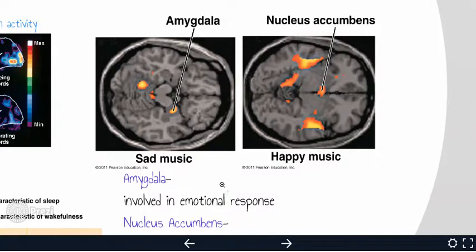Okay, and then the amygdala, this is the emotional seat of the brain. So we can look at what happens when you listen to music. When you listen to sad music, the amygdala is what lights up, a different emotional stimulus, versus happy music that excites other areas of the brain when they light up.